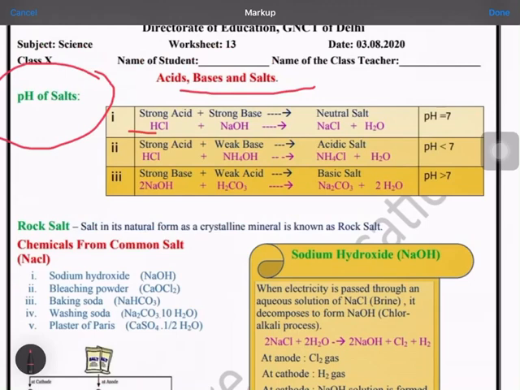As we have read in the pH scale, if the pH is from 0 to 7, it is called acidic. If the pH is from 7 to 14, it is called basic. But if it has pH 7, it will be neutral.